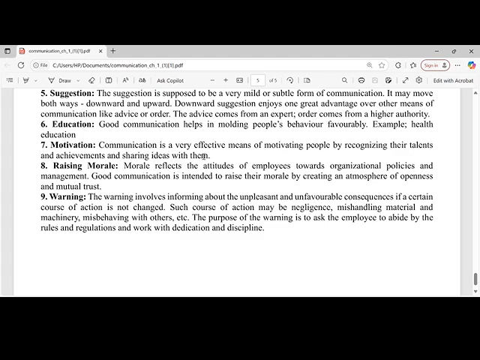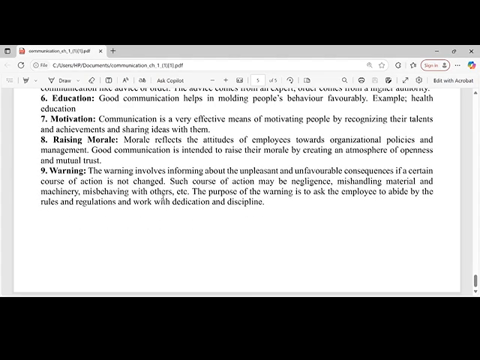Motivation: communication is an effective means of motivating people by recognizing their talents and achievements and sharing ideas. Raising morale: in an organization, raising morale and attitudes of the employees. Good communication अगर managers और employees के बीच में होगा तो उनका morale भी high रहेगा. They will provide their feedback, their queries, their problems to the manager, so that वो लोग काम करने के लिए अच्छा motivated रहेंगे.